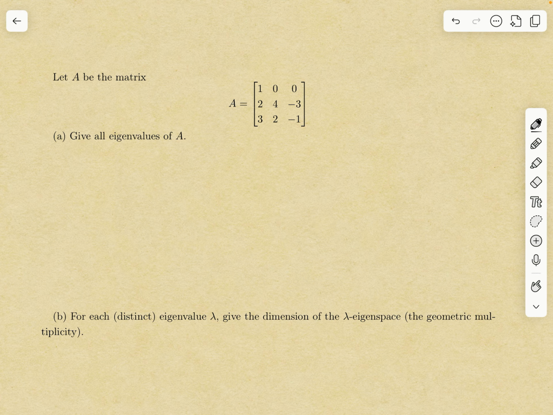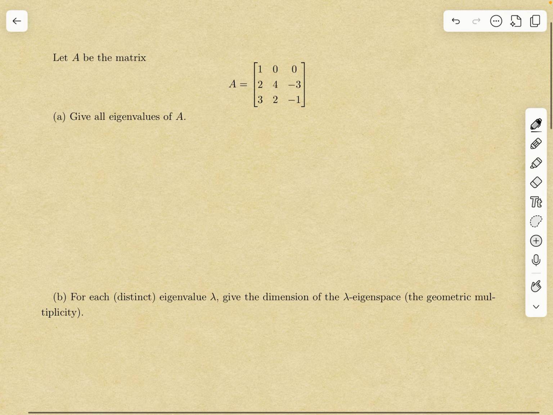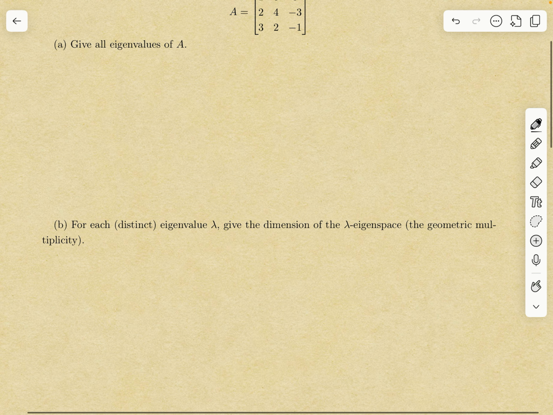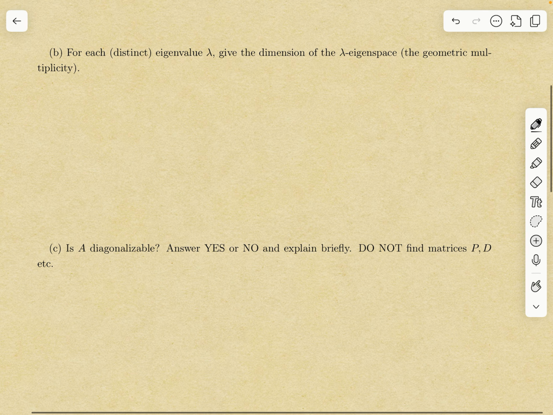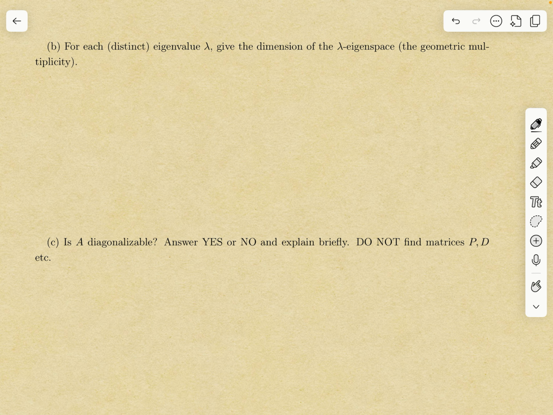In this problem, A is the matrix whose rows are 1, 0, 0; 2, 4, -3; and 3, 2, -1. Part A says give all eigenvalues of A. Part B says for each distinct eigenvalue lambda, give the dimension of the lambda eigenspace, in other words, the geometric multiplicity. And part C says is A diagonalizable?